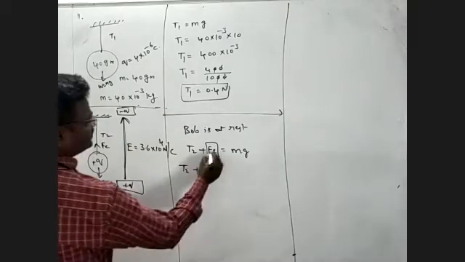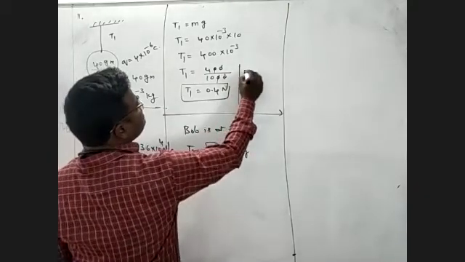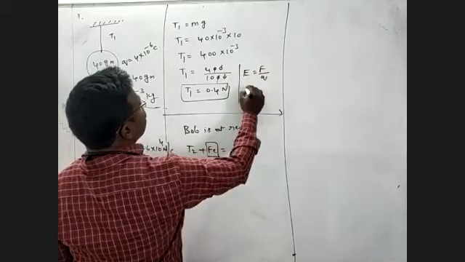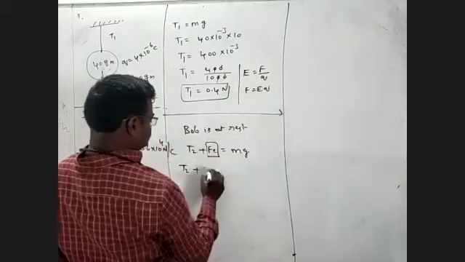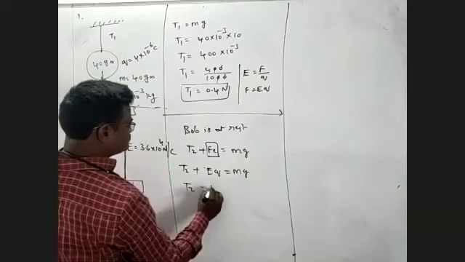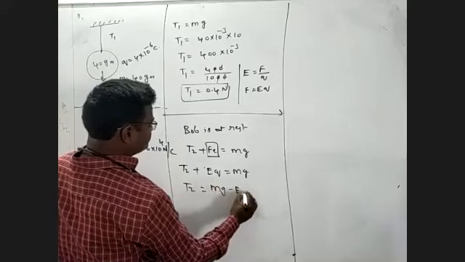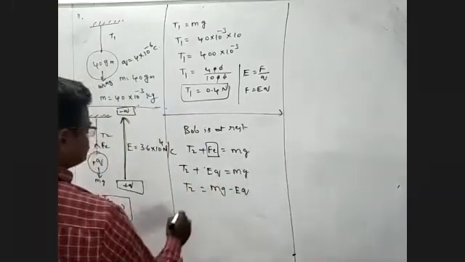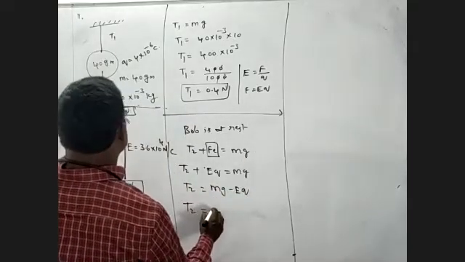F is equal to EQ, so E is equal to F by Q. EQ is equal to mg. So next, T2 is equal to mg minus EQ. T2 is equal to mg minus EQ, where m is the mass.